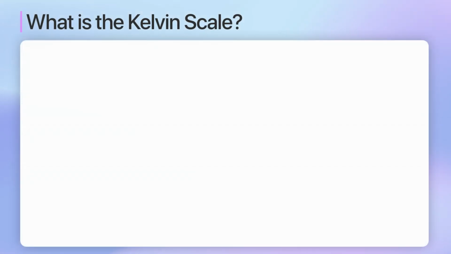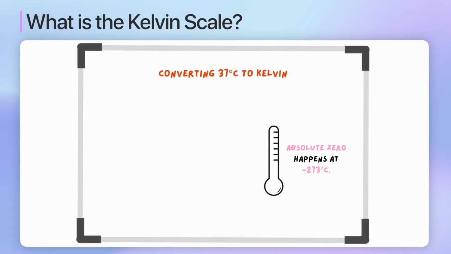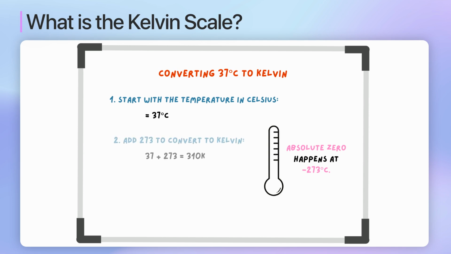Let's apply this to a few specific problems to consolidate our new knowledge. First, let's convert 37 degrees Celsius to Kelvin. We start with the temperature in Celsius and add 273 to convert to Kelvin. When you add 37 to 273, the result is 310. Therefore, 37 degrees Celsius is 310 Kelvin.